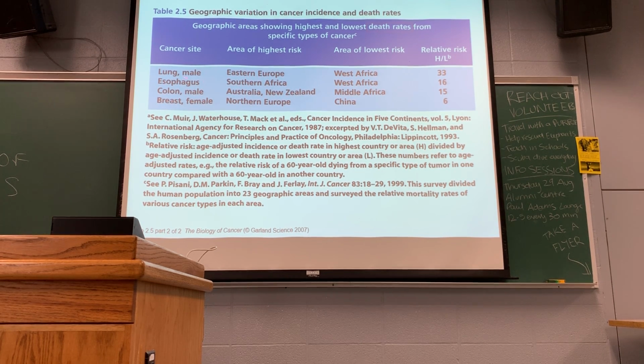And in this case, the top disparity here is lung cancer in males. Eastern Europe has a 33 times higher death rate from lung cancer versus the lowest one, which is West Africa. And we could sit here and think about why that might be the case too. Lung cancer is kind of an obvious one because cigarette smoking can contribute.